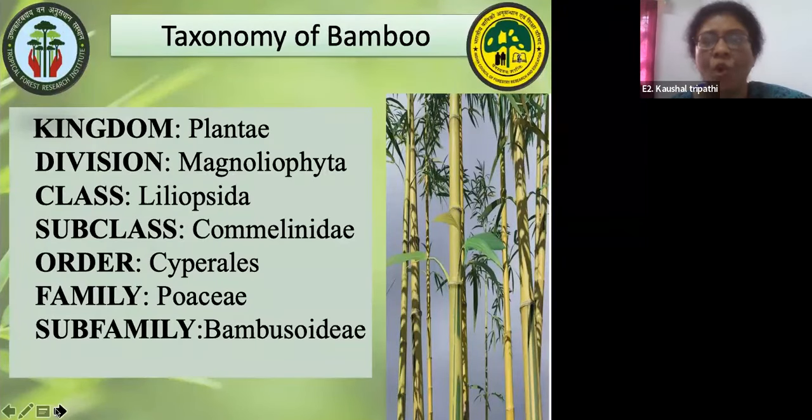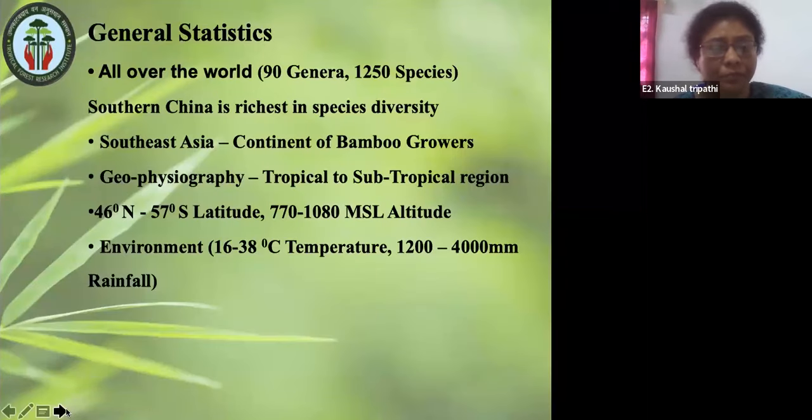Coming to the taxonomy of bamboo, we know that it belongs to the kingdom Plantae, to the family Poaceae and subfamily Bambusoideae. Next slide, please. And some other statistics for all over the world. All over the world, around 90 genera with 1,250 species are reported, and this number keeps on increasing also. Southern China is reported to be richest from the species diversity point of view, and Southeast Asia is known as the continent of bamboo growers.